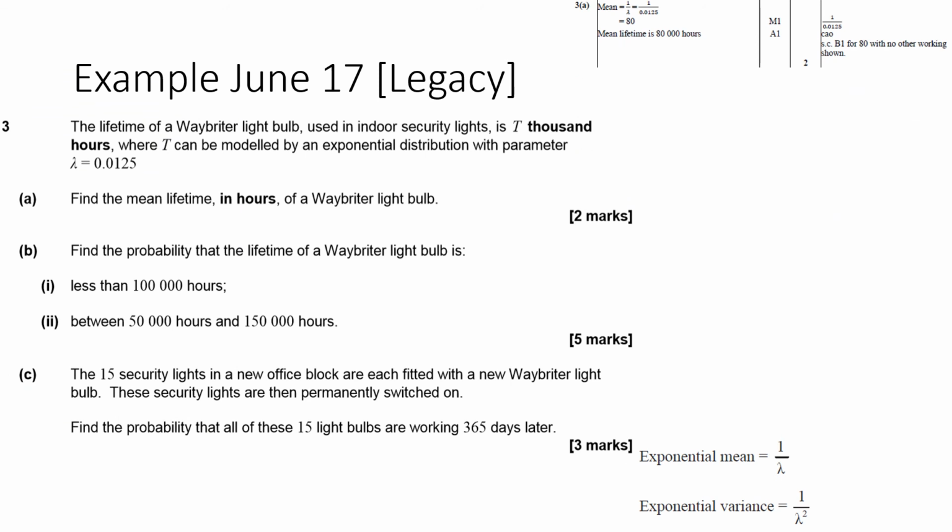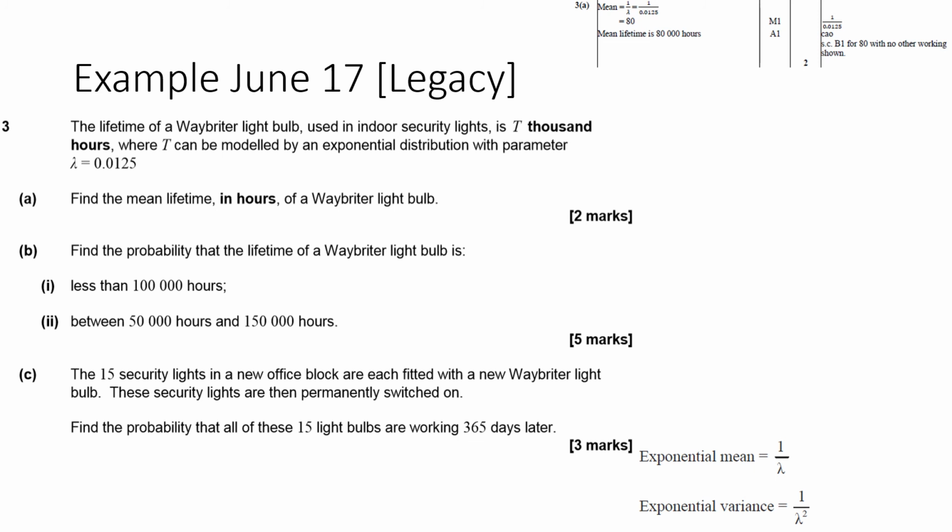However, because T is measured in thousands of hours, to get both marks, we've got to write it as 80,000 hours. Now, if you didn't spot it in part A, you would definitely spot it in part B, because if you sub in 100,000, the probability ends up being ridiculously big, pretty much 1. 100,000 hours, the value of T here is 100. For part 2, the value of T is 50 and 150 respectively.